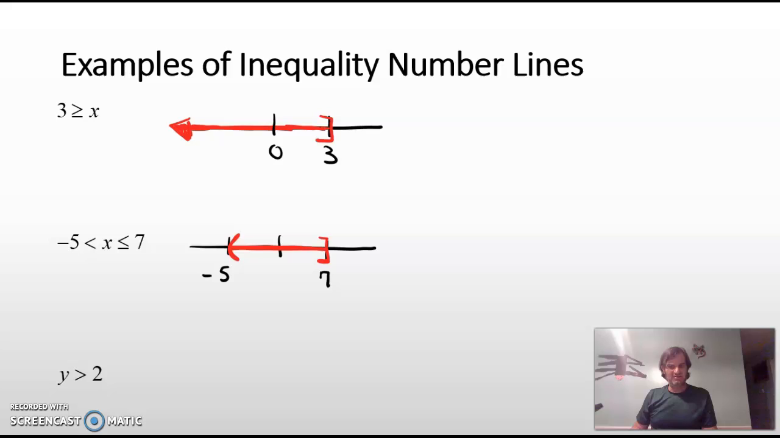The last one down here. Y is greater than 2. So 2 is to the right of 0. So y is greater than 2. So I want everything bigger than 2, and it keeps going. And then a parentheses for the greater than. Okay.